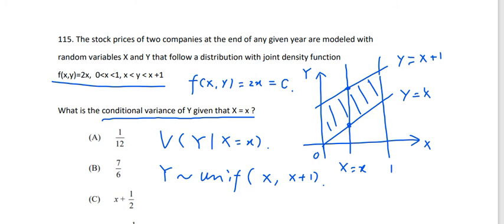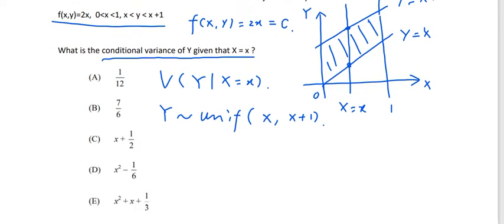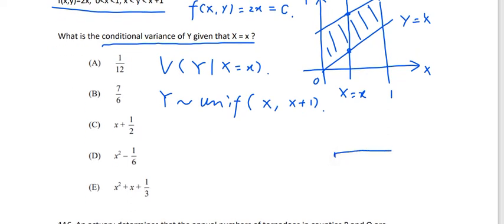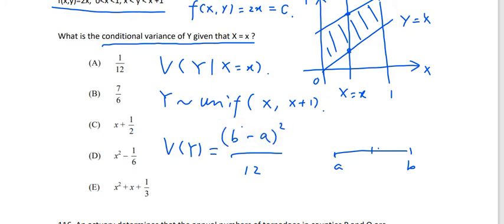Once we know this, for a uniform distribution we have the formula, right? For a uniform distribution from A to B, the mean is the midpoint, but the variance is (B minus A) squared over 12. Plugging in, x plus 1 minus x is 1, so 1 squared. So this is 1 over 12.